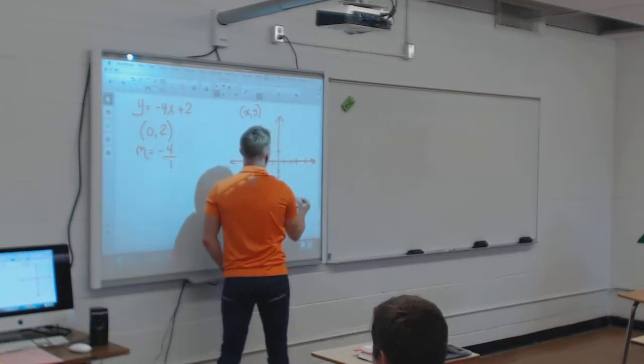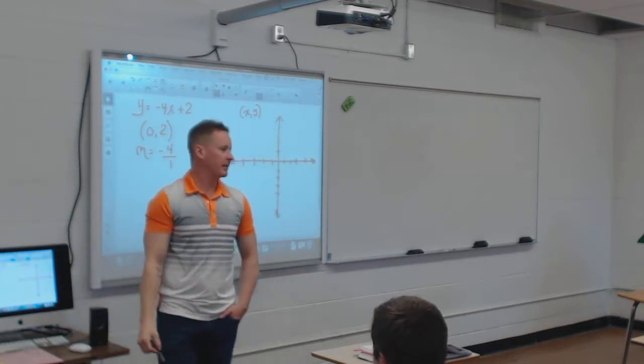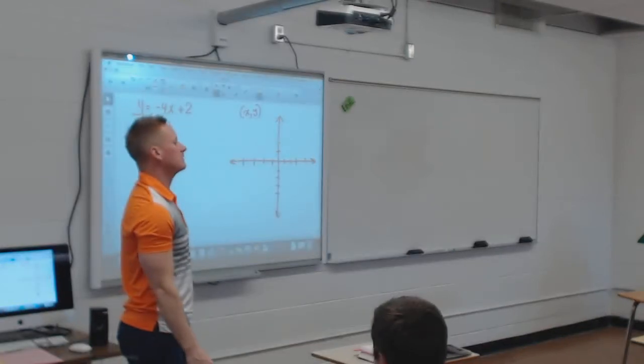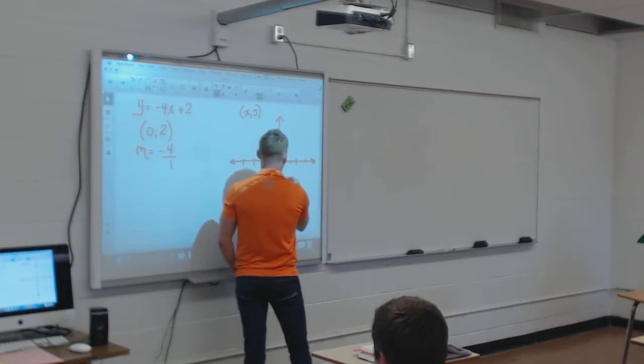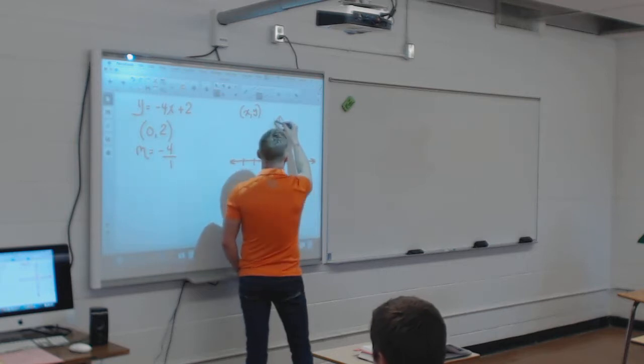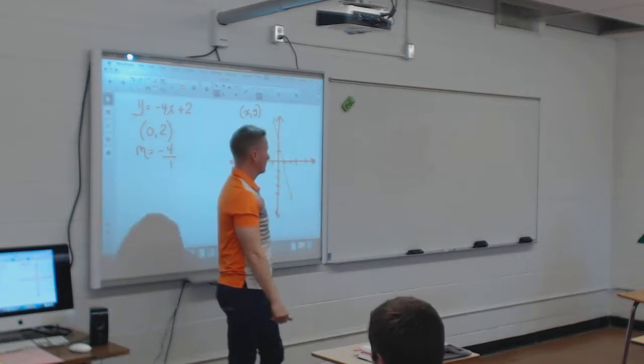Zero and 2 is right here. Where does my map tell me to go? Down 4 and right 1. 1, 2, 3, 4, and right 1 to there. There's my graph.